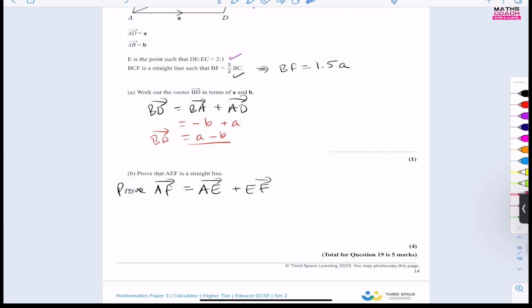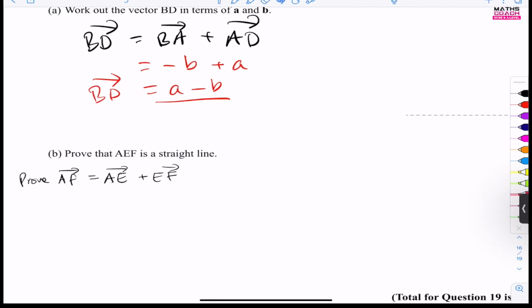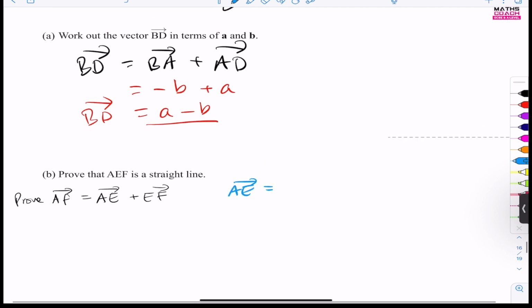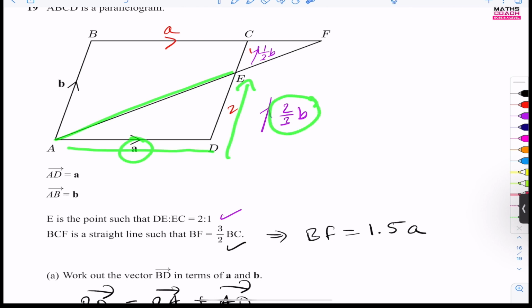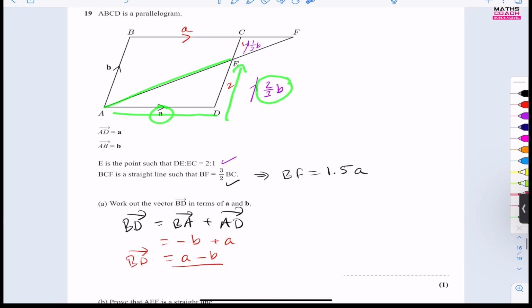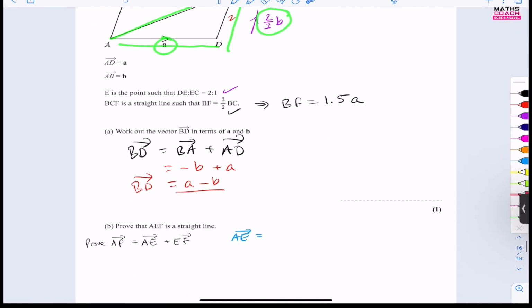So first of all, let's focus on A to E separately. Let's just make this small. So A to E separately. Okay, let's find that. So A to E, if we look at our diagram, is going from there to there. But I'm going to go this way and then that way, right there. So I'm going to do A plus 2 over 3B. So A to E is A plus 2 over 3B.